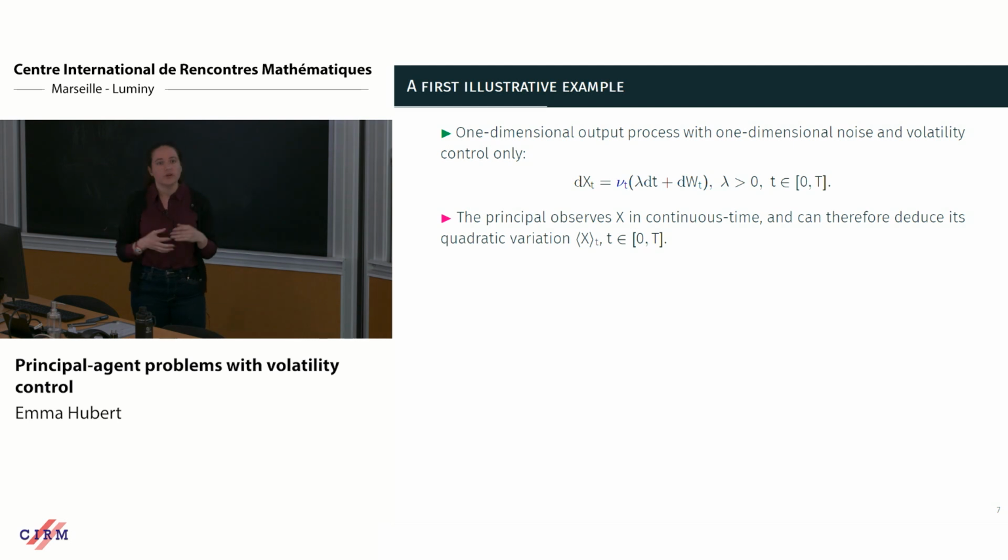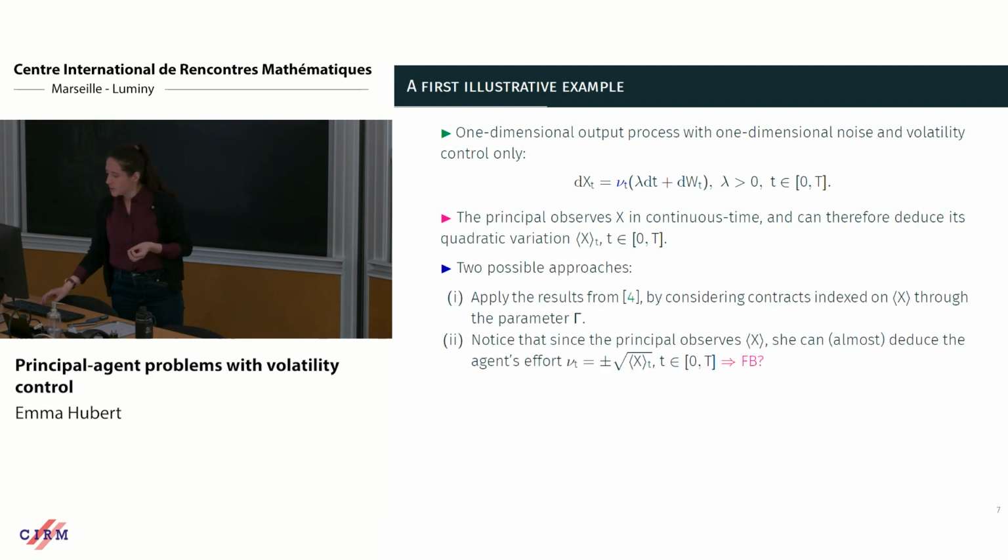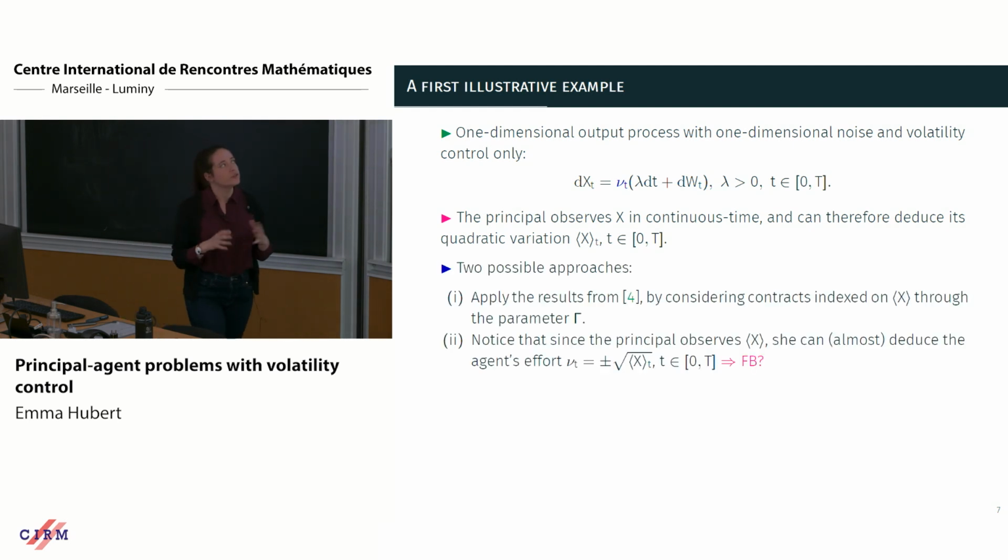Remember, in the paper by Dylan, Nizar, and Yaksha, the optimal contract will be indexed on X and on the quadratic variation through these two parameters Z and gamma. So basically you have two possible approaches here. Either you directly apply the results using second order BSDE, and that would work. Or you can already feel that we're close to some kind of first best case, right?